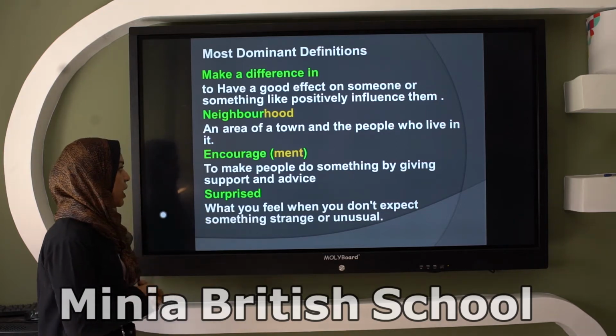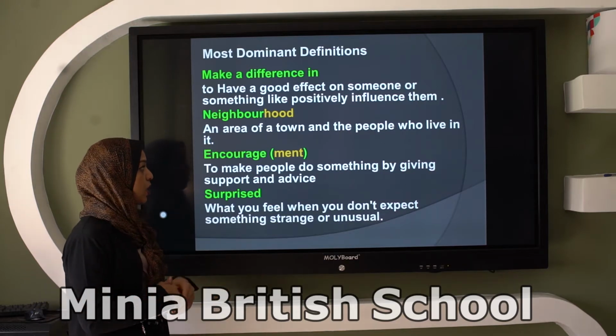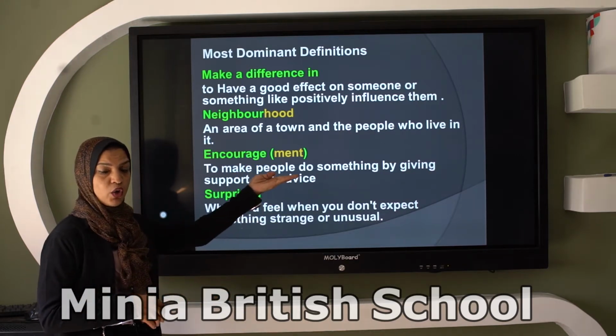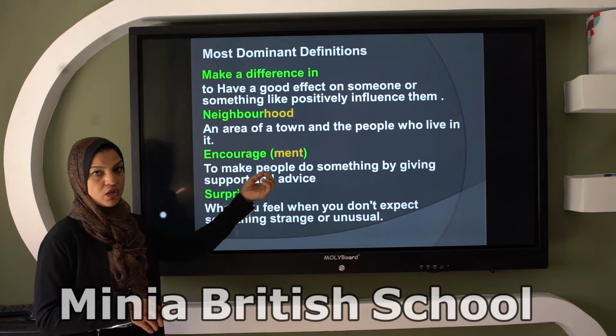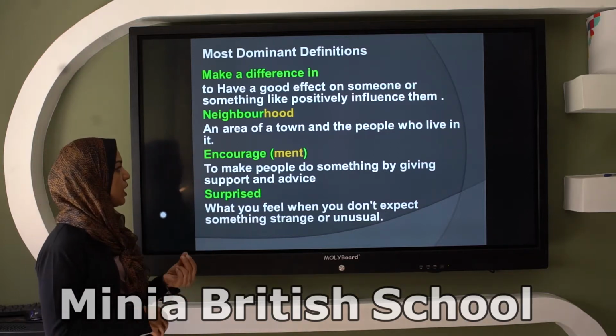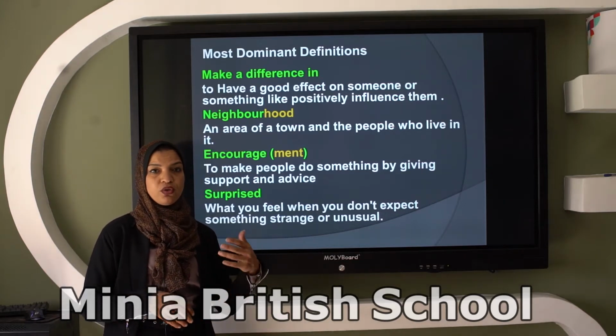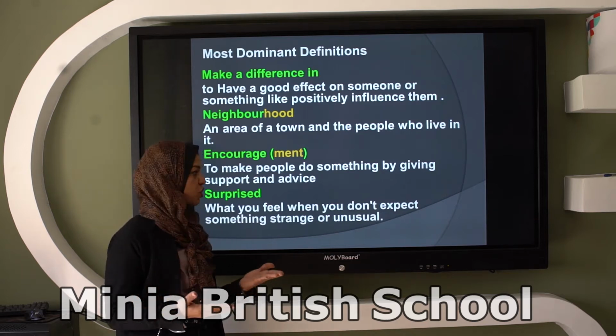Now, encourage, that's a verb that everyone knows its meaning. When we add the suffix ment, we turn it from a verb into a noun, encouragement, to make people do something by giving support and advice. The same thing that most teachers do for you to participate during the session.